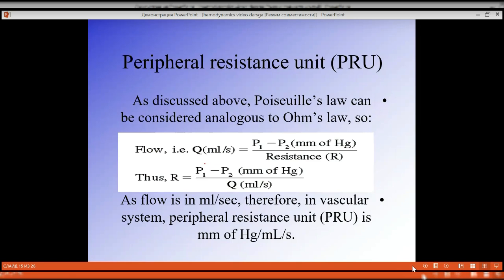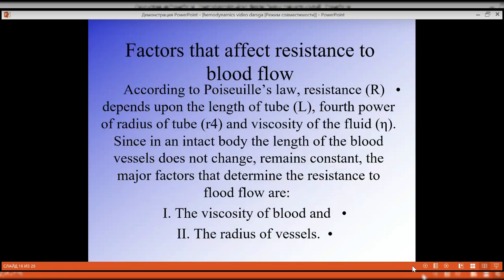From this formula, you can see factors that affect resistance to blood flow. According to Poiseuille's law, resistance depends upon the length of the tube, the fourth power of the radius of the tube, and the viscosity of the fluid. Since in an intact body the length of the blood vessel doesn't change and remains constant, the major factors that determine the resistance to flow are the viscosity of the blood and the radius of the blood vessel.